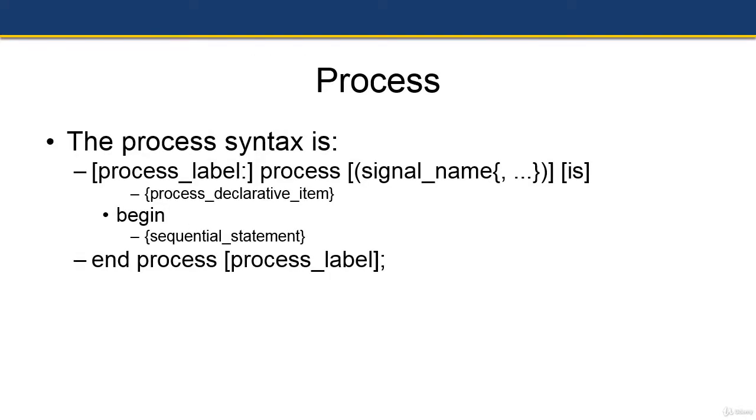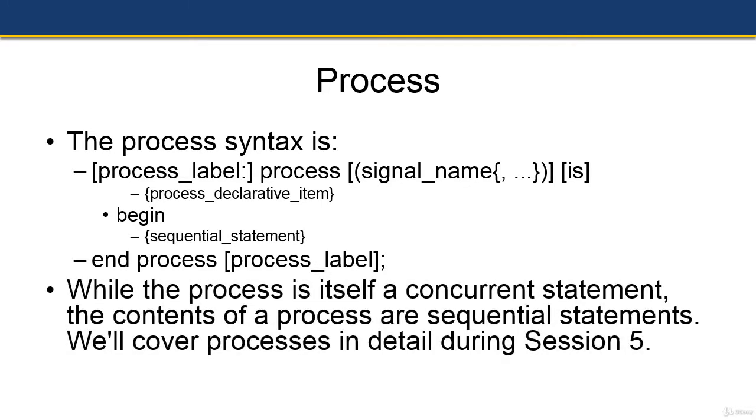Process syntax is as follows. Process label followed by the keyword process, parenthesis, sensitivity list, then you can have local variables and constants defined, begin, and within a process are sequential statements. Now while the process itself is a concurrent statement, the contents of a process are executed as sequential statements, and we'll cover processes in detail during session 5.